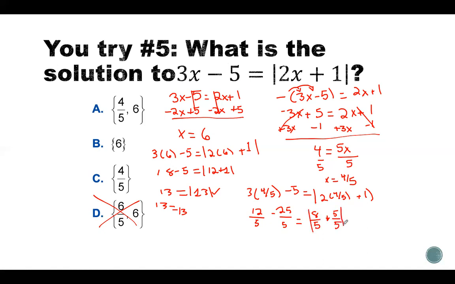And of course, that's an absolute value. So we're going to get the absolute value of 13/5. And over here, 12 minus 25 is negative 13, so negative 13/5. This does not work because I can't take the absolute value of a number and get a negative. So that means we're not going to include 4/5 in our answer. So by default, that alone gets us our answer, which is B.